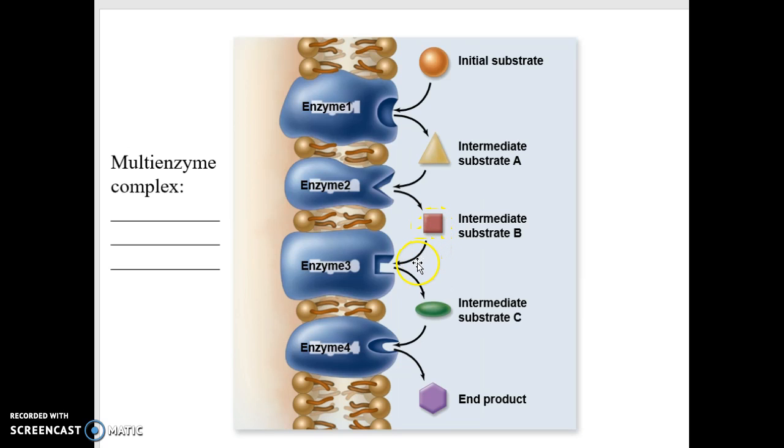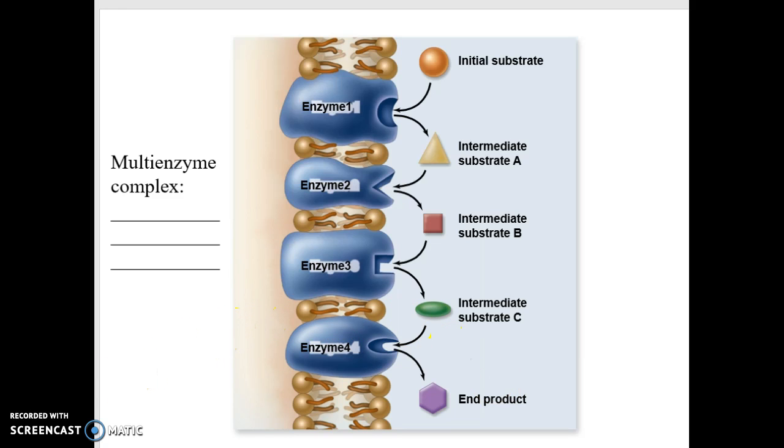That then gets moved and attaches to enzyme 3. The square gets changed into the oval, what we could call the intermediate or substrate C. That then attaches to enzyme 4. That changes its shape into our little hexagon down here, what we would call the end product. Now if you notice, it started with a substrate, had a series of intermediates, and eventually you have an end product. The enzyme just made it happen much faster. So a multi-enzyme complex is a series of enzymes that work with specific substrates to change their shape, change their form, as they move through a particular pathway.